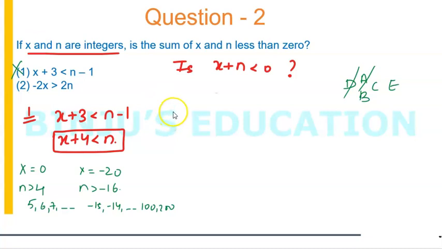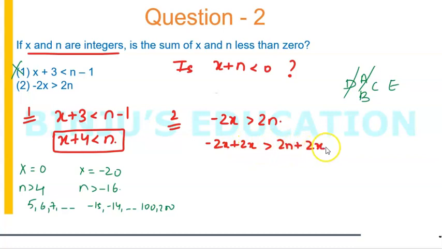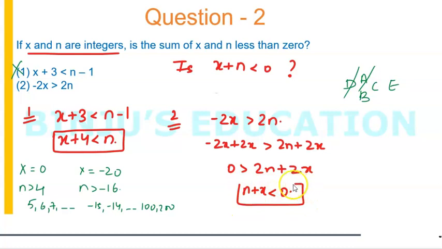Okay, statement number 2. Minus 2x is greater than 2n. So let's do one thing. Let's add 2x on both sides. So I'm going to have minus 2x plus 2x is greater than 2n plus 2x. So 0 is greater than 2n plus 2x. So we will have n plus x is less than 0. I think this is what we were trying to figure out, right?